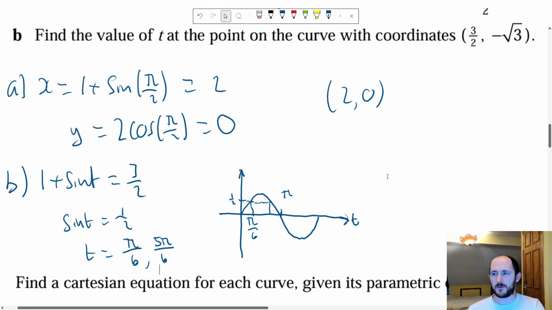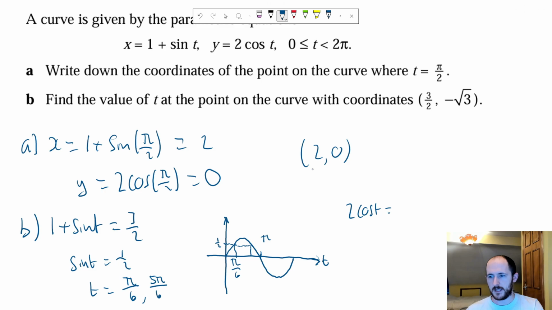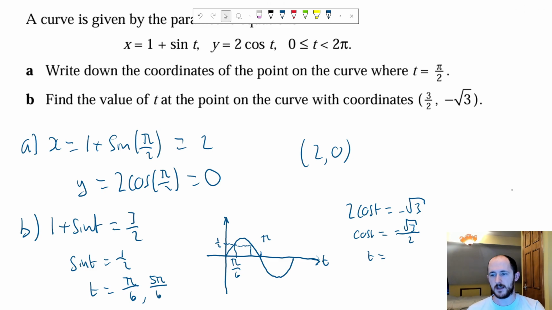And we can do the same thing with cosine. So we have 2 cos t equals minus root 3. So it means cos t is equal to minus root 3 over 2. So t equals, by the way, this is where the cast diagram really starts to fall over, because finding negative values and negative angles and doing all this fun stuff is a pain in the backside. So I would recommend using the graphs.